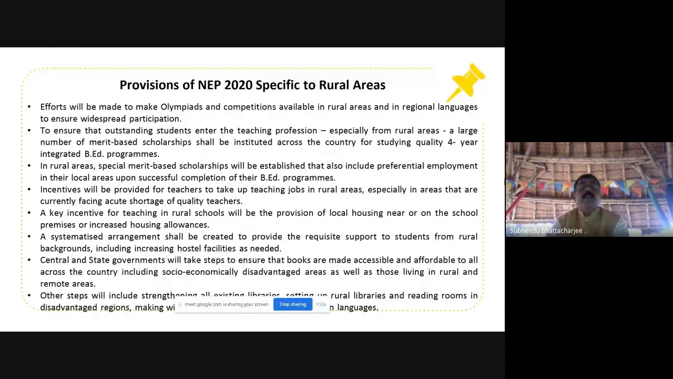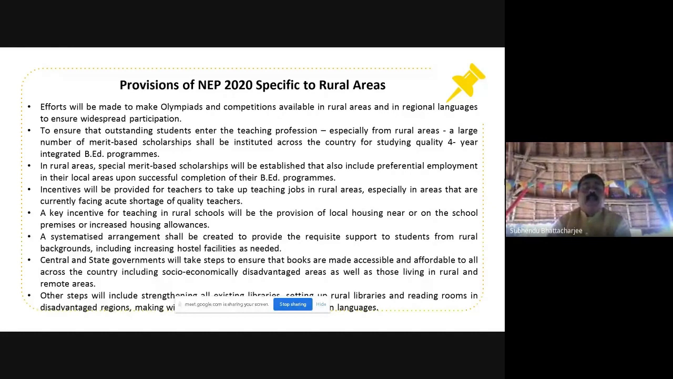Because mostly teachers are coming from urban areas to teach and impart education to children, they cannot meet the compulsory time frame in the school. So the government is trying to reduce that part also. A systematic arrangement shall be created to provide requisite support to students from rural backgrounds, including hostel facilities as needed. You can see the PMC program has been started in all tribal blocks. Other kinds of special schools are being started in each block, so that these schools will have hostel facilities, so that remote children can come, stay, and take quality education.